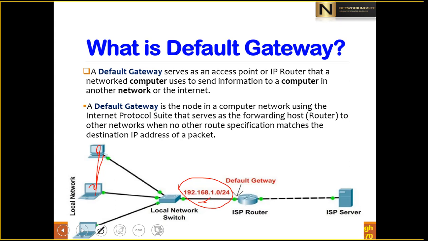The default gateway will help you to forward packets from one network to another network. And the default gateway can be your router, your firewall, or your server.